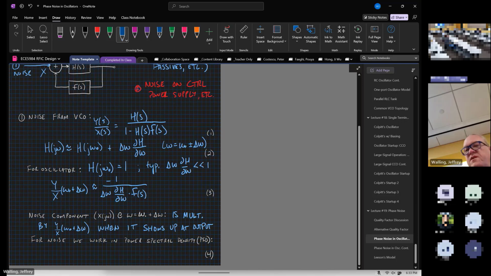All right, now for noise, we work in power spectral density. Remember, noise always has a zero mean value, so we tend to work in power when we talk about noise. So our transfer function magnitude squared, y over x squared, is equal to 1 over delta omega squared times dh by d omega squared times f of j omega squared.